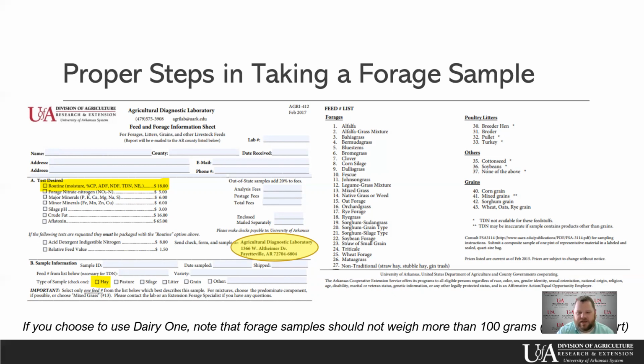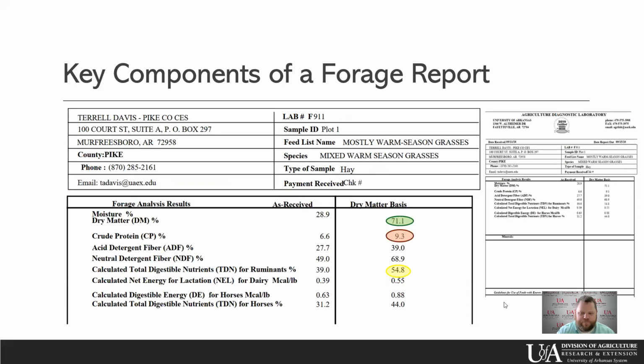I've made a note down at the bottom that if you choose Dairy One, you cannot send a sample more than 100 grams. If you do that, they're going to charge you. With the U of A lab, we don't charge for overages, but Dairy One does. So if you don't use our lab and you use Dairy One, which is another common lab to use, just be aware of that, okay?